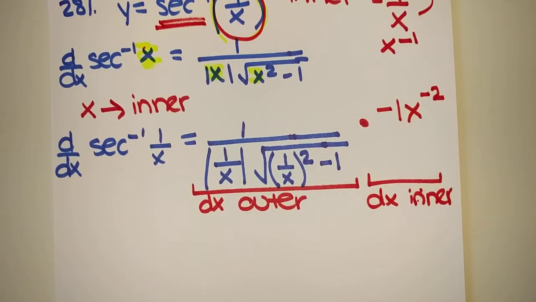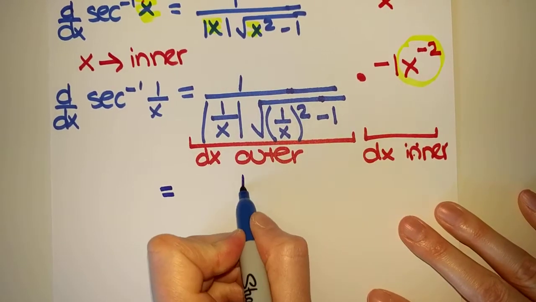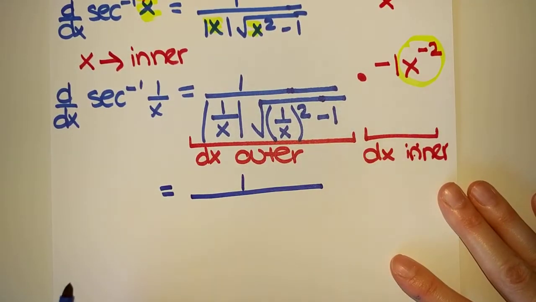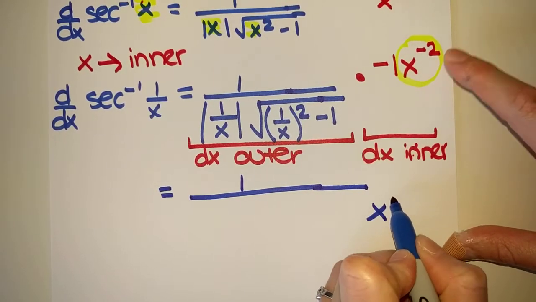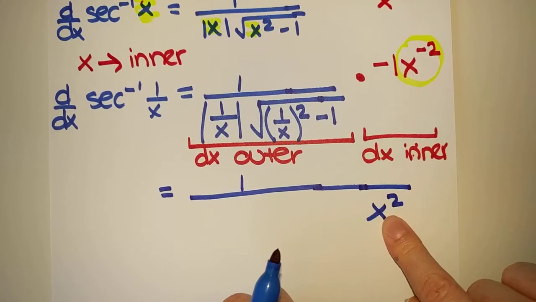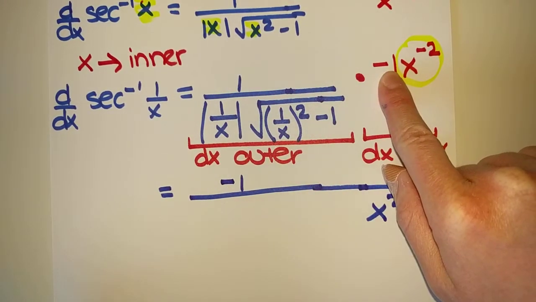So the first thing I always think about is, anytime I have a negative exponent, I immediately pop that down into the denominator to make it a positive exponent, or move it across the division line. So I'm going to move this x to the negative 2 down to the denominator to become an x squared. Then I'll be left with 1 times negative 1 in the numerator.